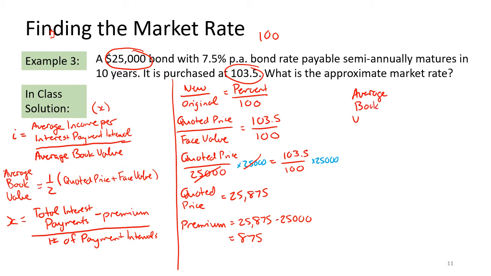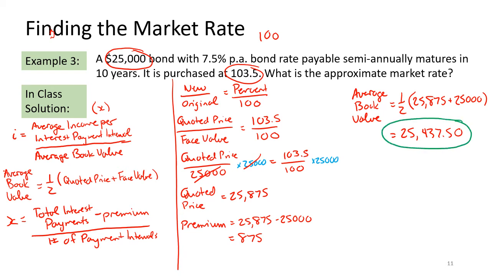So our average book value, I'm going to substitute the values in. It's equal to 1/2 times our quoted price, $25,875, plus our face value, which is simply 25,000. And if you calculate that number out, you get $25,437.50.